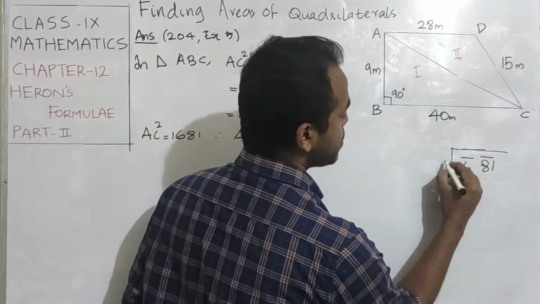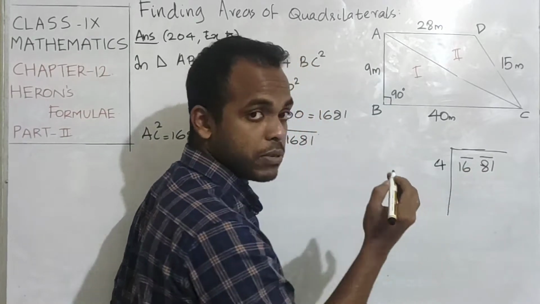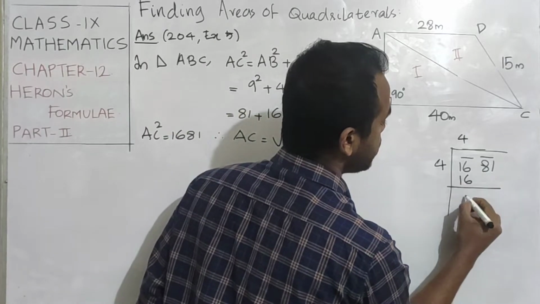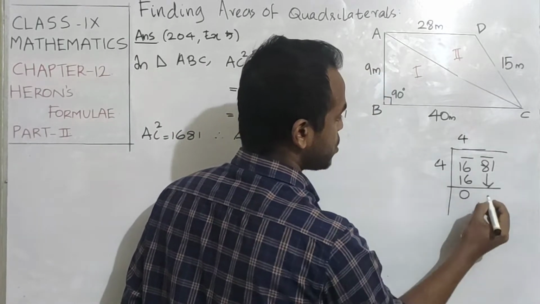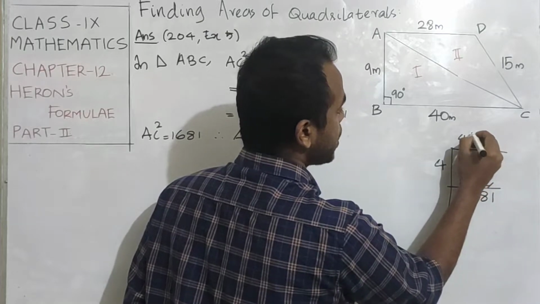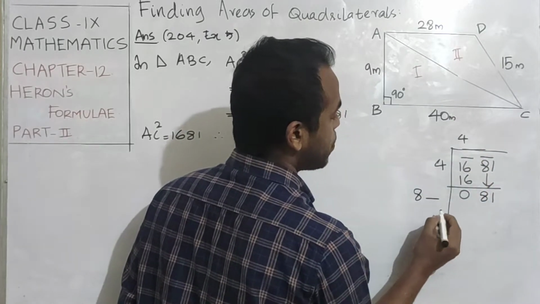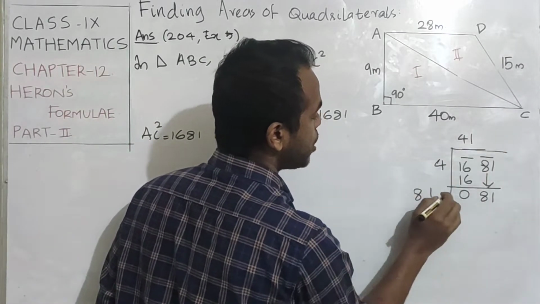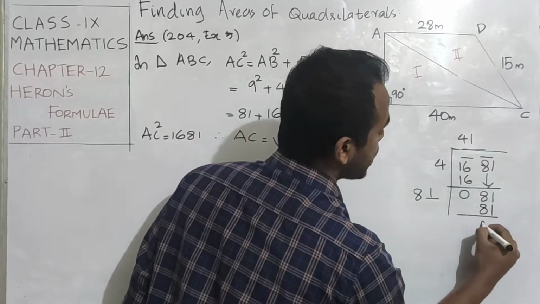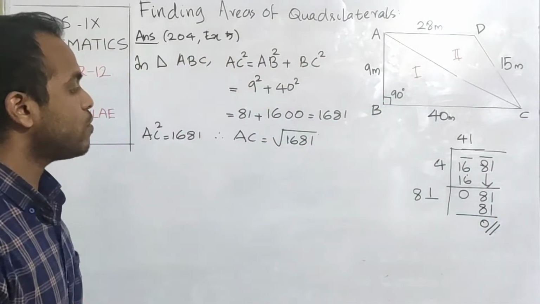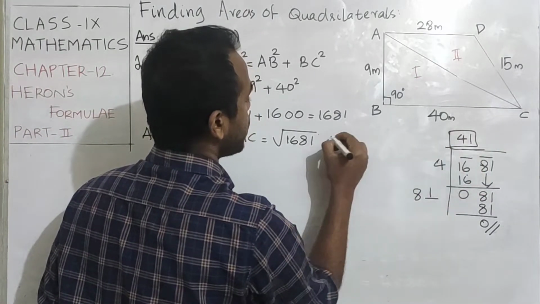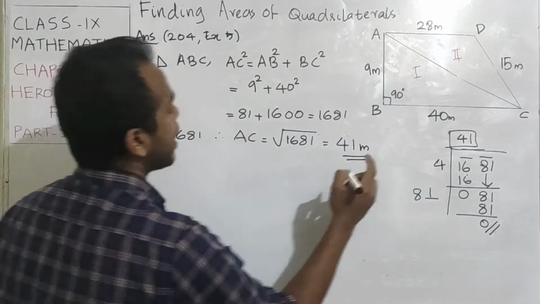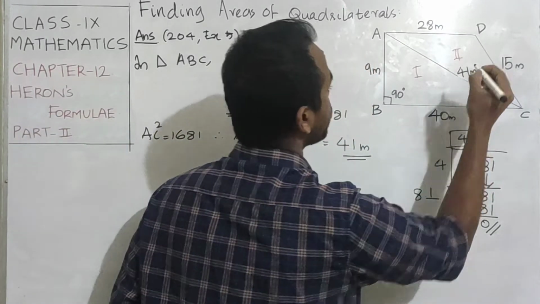Now, what is the maximum number that can be included in 16? Which number is a perfect square? 4 square is 16. We'll write it here. The remainder is 0. Now we'll write the next set of numbers, that is 81. Whatever the number, we will take the double over here and put a blank. Only one possible number is there, that is 1. We'll put that 1 here also. For 81, one ones are 81. So you will get the root of 1681 as 41. So we will get 41 meter as the length of the diagonal AC. So we have got all the required things.